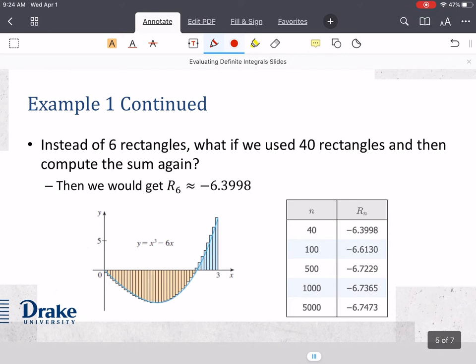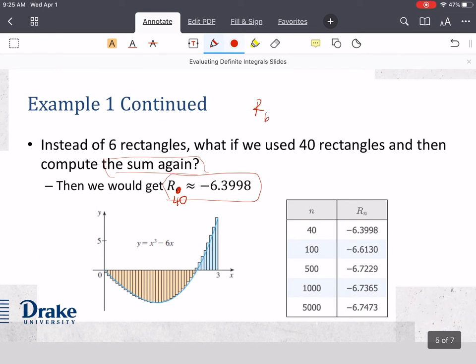So instead of 6 rectangles though, what if we use 40 rectangles? And then compute the sum again using the same procedure I did in the previous slide. Then we would get R approximately to be negative 6.39. You guys notice with the R, I'm sorry, this is not 6, this is 40. R sub 40.